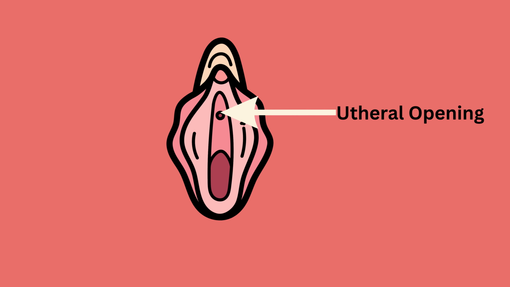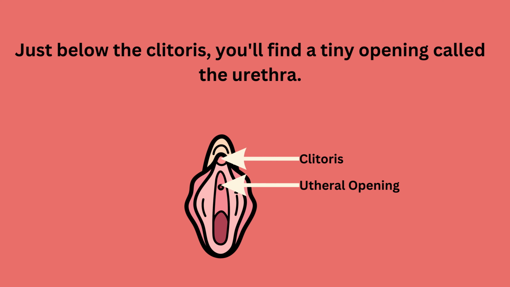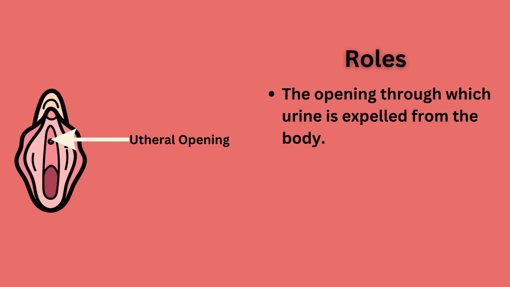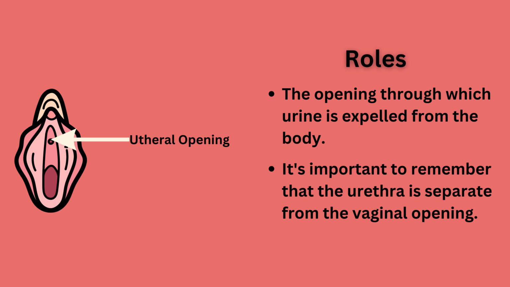The urethra. Just below the clitoris, you'll find a tiny opening called the urethra. This is where urine, pee, comes out of the body. It's important to remember that the urethra is separate from the vaginal opening.